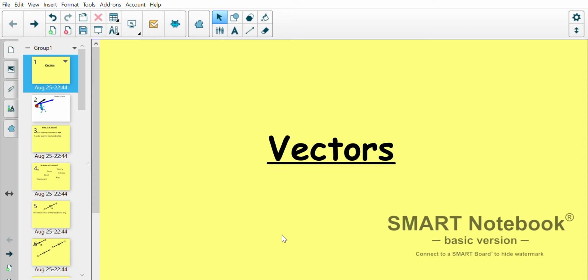For anyone who was not at the meeting yesterday, this is going to be a brief introduction to cover the ideas we talked about yesterday. The main idea being this: vectors. What is a vector and what can we do with them?